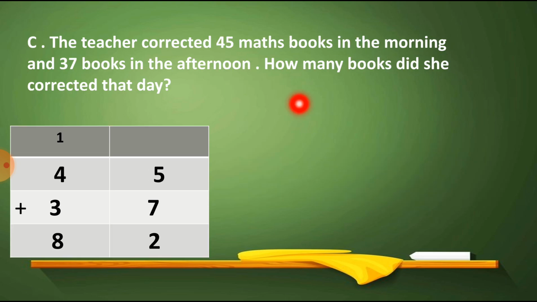And number C here: the teacher corrected 45 math books in the morning. I repeat, the teacher corrected 45 math books in the morning and 37 books in the afternoon. How many books did she correct that day? So here we found some information in digits. In the morning she corrected 45 math books, so we write 45 here, and in the afternoon she corrected 37 books, so we write 37 here.